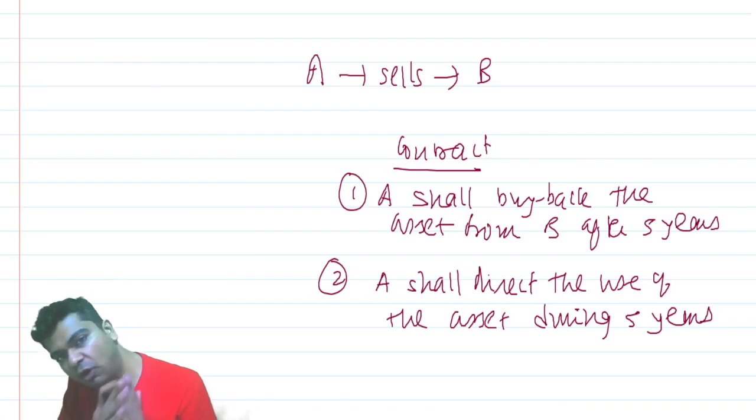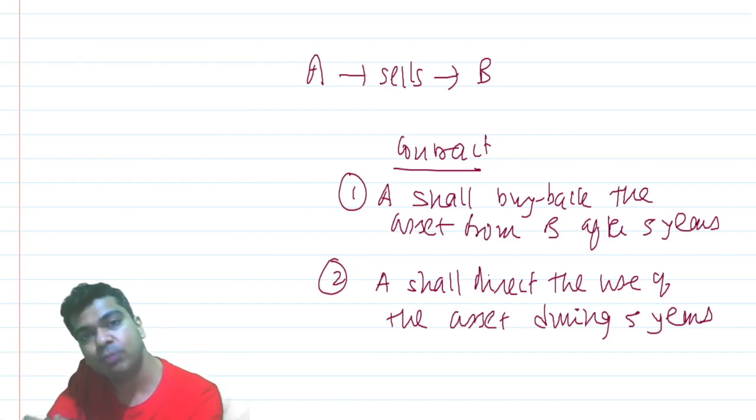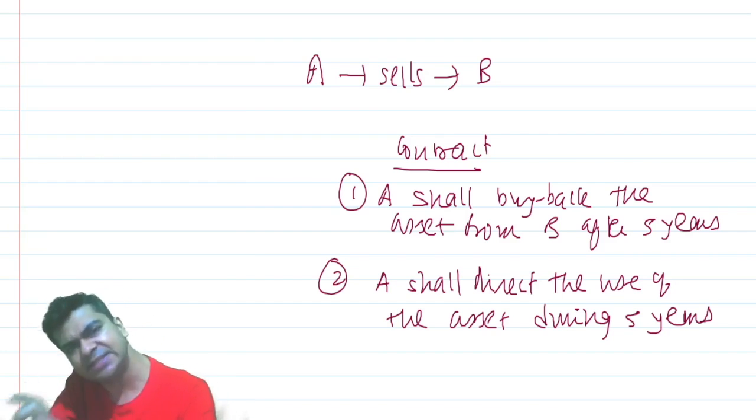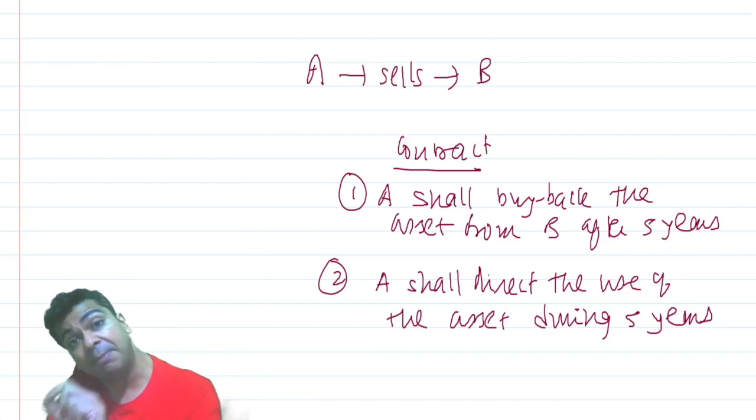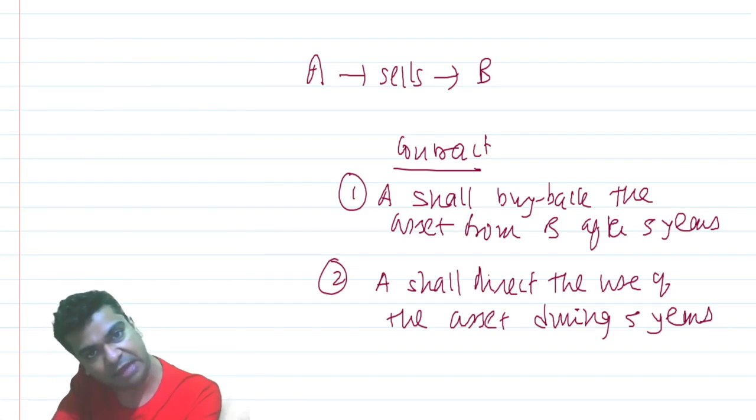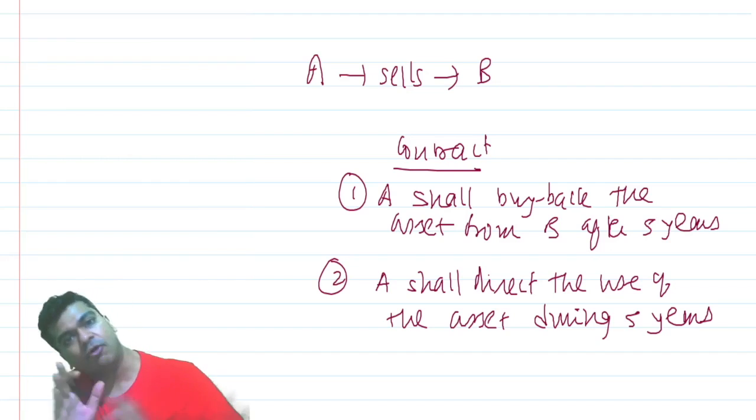A is in need of money. So A is selling this property to B. A is selling this asset to B. But the condition is that after 5 years, A will buy back the asset from B.